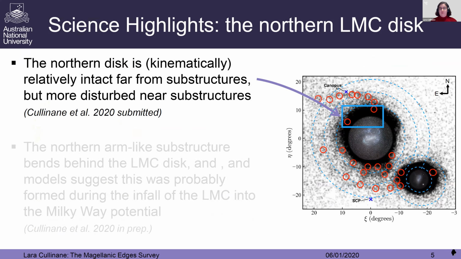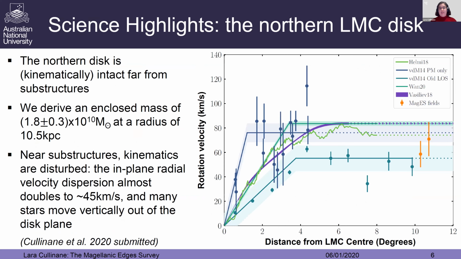The field far from the substructure has almost textbook kinematics for stars in a rotating disk, which is interesting because it's located more than 10 kiloparsecs from the center of the LMC. As the rotation curve of the LMC remains flat out to this distance, which you can see in the plot on the right, that means we can use this to calculate an enclosed mass for the LMC. Our estimate is not only the most distant of recent estimates, it's also the only one to use 3D kinematics of individual stars. Others have used either proper motions or line-of-sight velocities, but not both simultaneously.